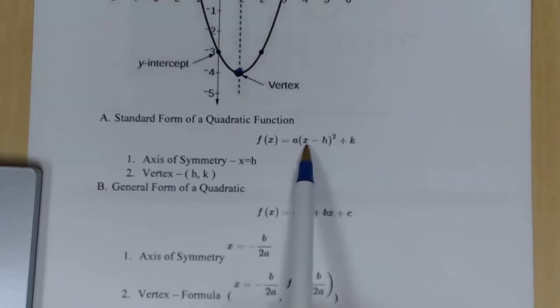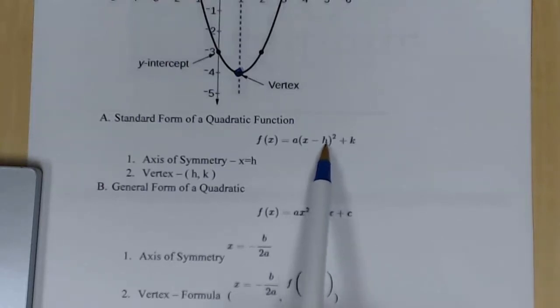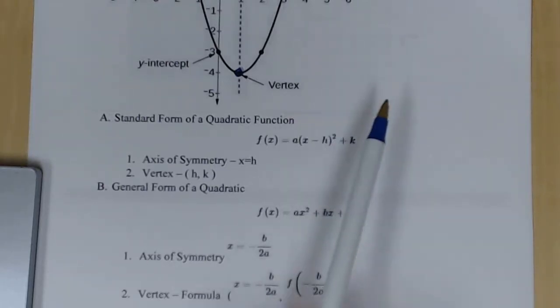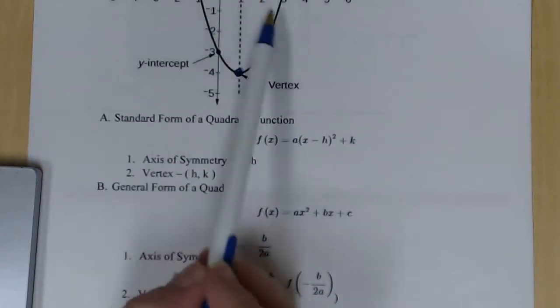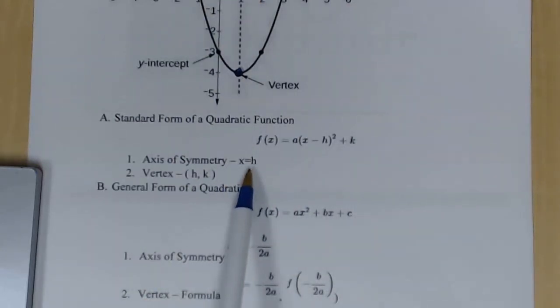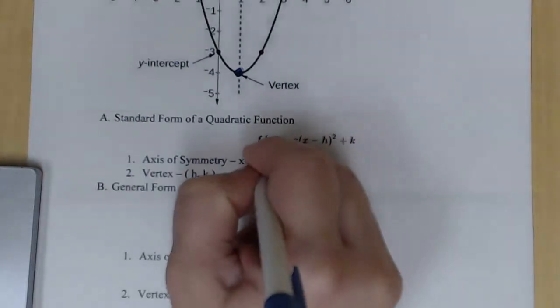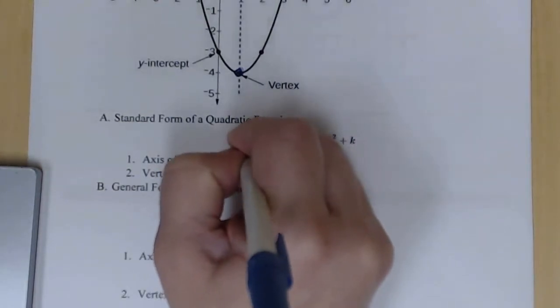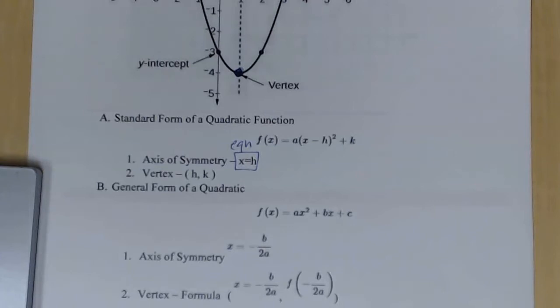Remember with our transformation unit, we talked about how this part moves you left and right. So it makes sense that if I take my parent function and move it left and right, that would affect my axis of symmetry. So the axis of symmetry is an equation of x equals h. If you just put h, on your homework and the exam, that will be marked incorrect because it has to be an equation. It is an equation of a vertical line, so that's why we have that x equals there.